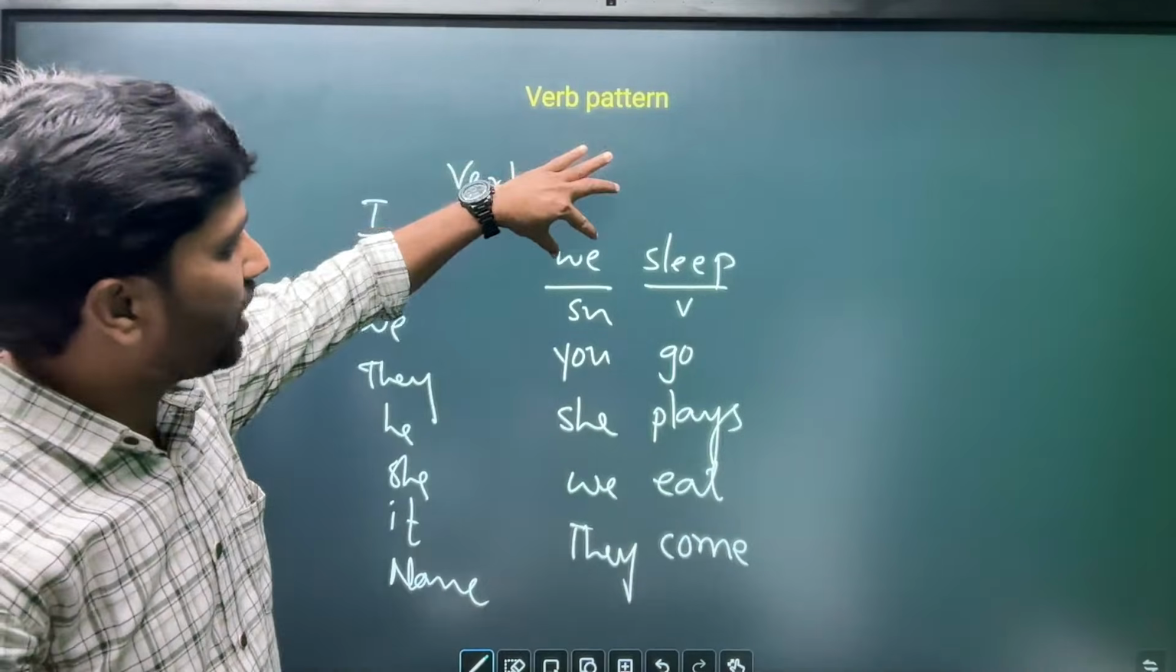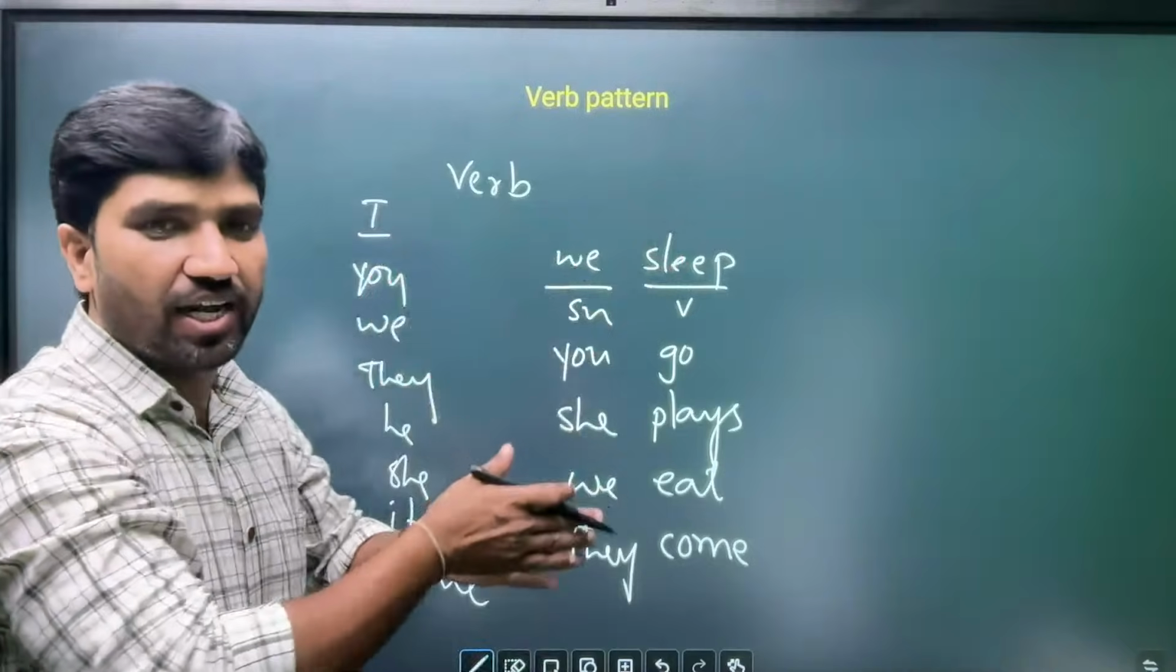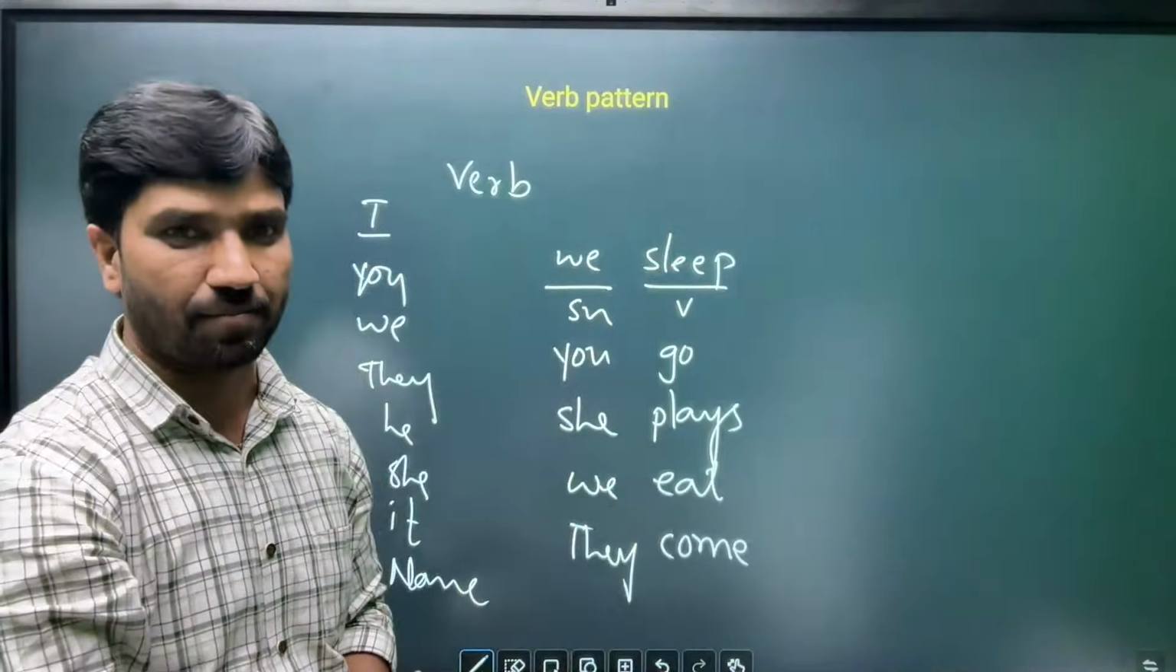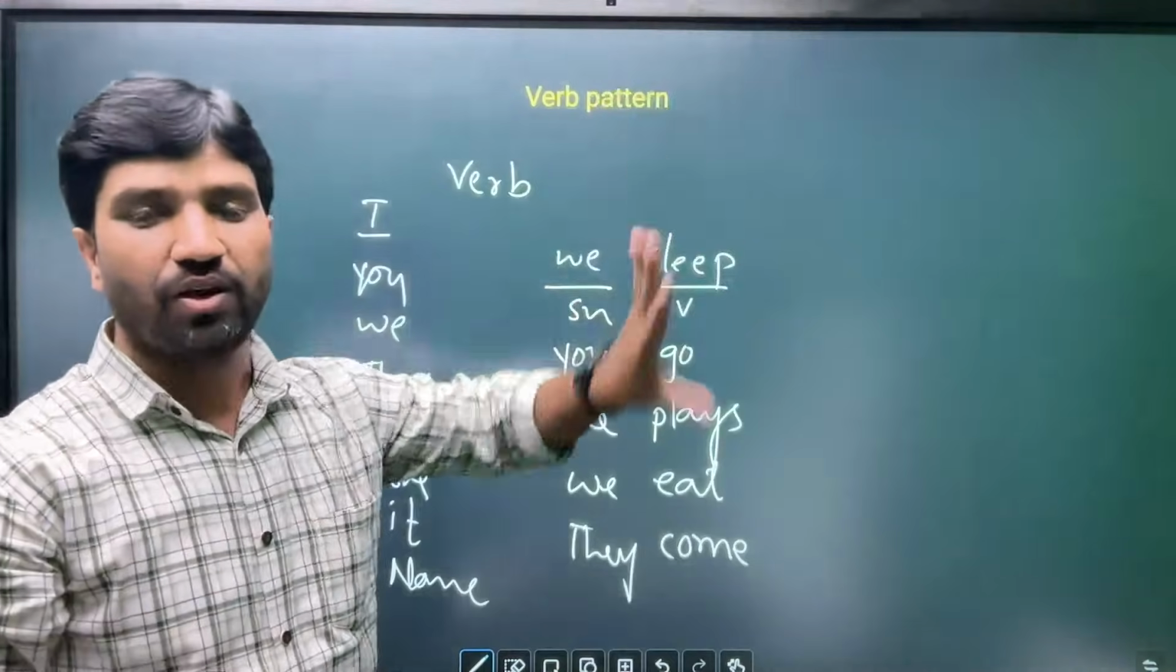See, first they have given we sleep. It is an example. The remaining 4 sentences we used to write with different words. That means we used to change the subject and we used to change the verbs.